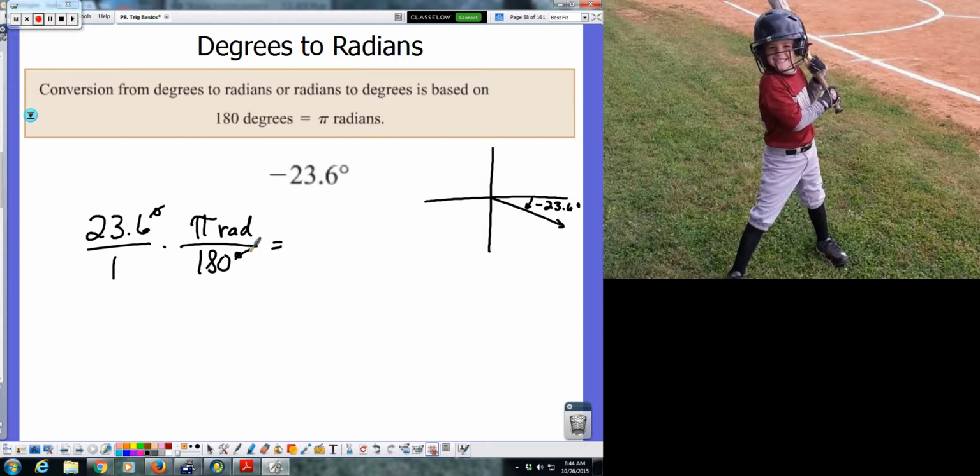You're going to take that 23.6. You're going to multiply by your pi. Get your answer and divide that by 180. And I'm guessing you're going to get somewhere around, let's see, 1.57 would be 90 degrees. That's nowhere near 90. That's about a fourth of 90. A third of 90, somewhere between a third and a fourth.